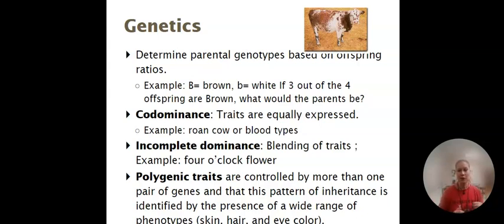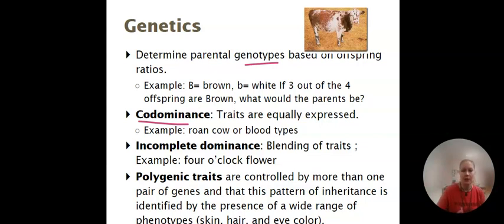But one thing we need to be able to do for our test is make sure that we can determine parental and offspring genotypes and phenotypes, depending on the type of inheritance. So the first type of inheritance we need to be familiar with is called codominance. Codominance is when traits are equally expressed.